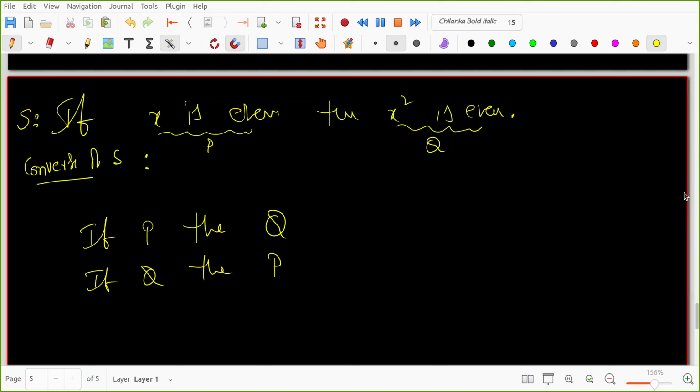Rahul, room number 7, you are not ticked. If x square is even, then x is even. Why are you not ticked? Whether it is false or not, that's okay. If x square is even, then x is even, right? Now I'm clearing all of you. How many of you feel this is a true statement? If you know, tick yes. If you do not know, tick no. I'm not clear, sir? That's okay, don't worry. If you do not know whether it is true or not, tick no. If you know that it is true, then tick yes.